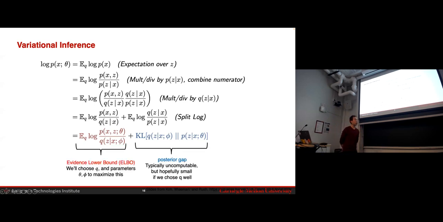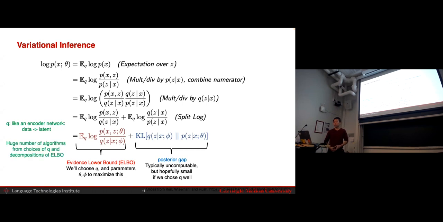Right. The first term is today called the evidence lower bound. That tells me, under my new distribution Q, how well it fits the data distribution P. And the second term is the posterior gap. Typically, you can think of Q also as an encoder that takes in input X, passes it through some parameters phi, and outputs a distribution over a latent variable Z. In which case, learning this evidence lower bound can be seen as training the encoder. The posterior gap, which is the gap between my distribution Q that I choose and the actual distribution P, is typically uncomputable. We're going to ignore it from now on. But ideally, if you chose Q to be close to P, then this term will be small.